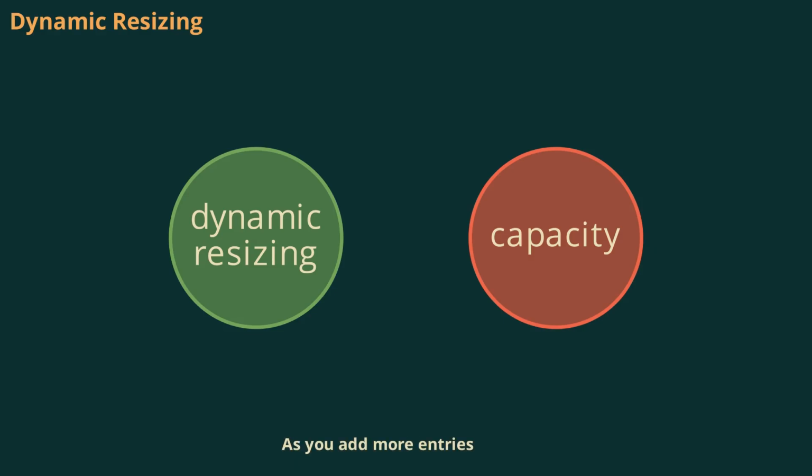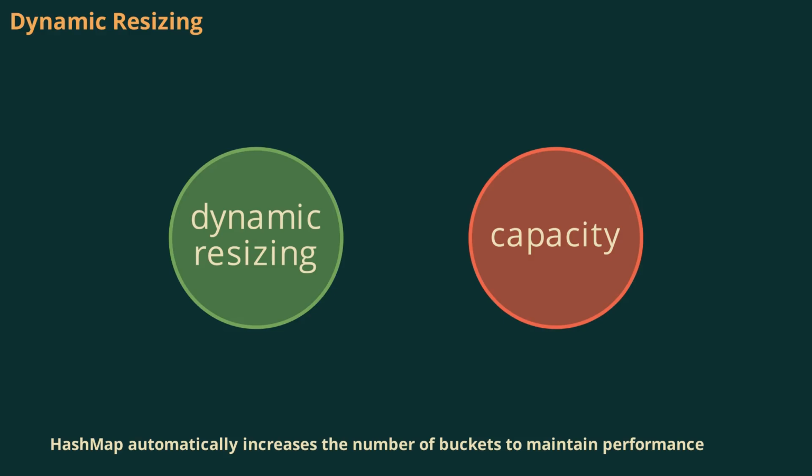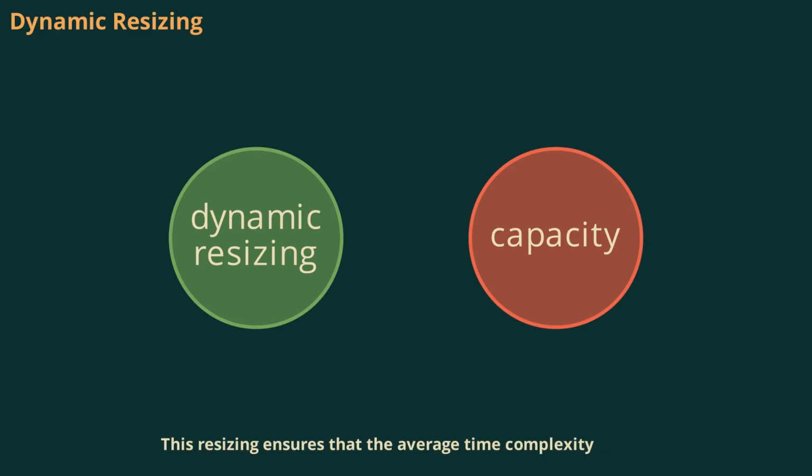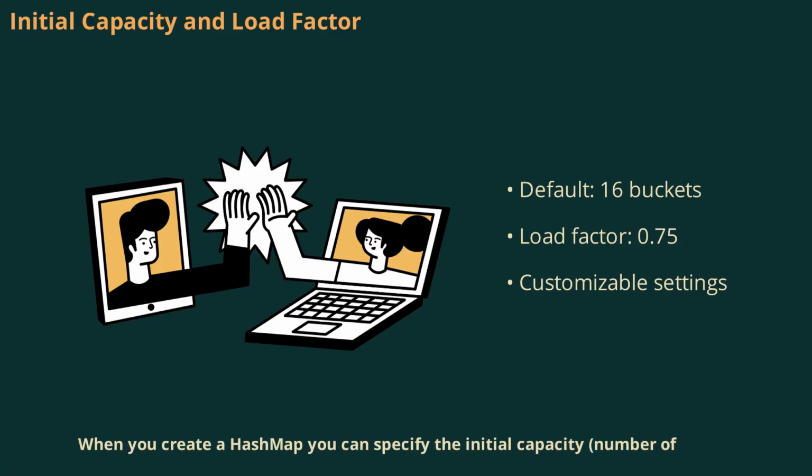One of the great features of HashMap is dynamic resizing. As you add more entries, HashMap automatically increases the number of buckets to maintain performance. This resizing ensures that the average time complexity for put and get operations remains close to O(1), even as the map grows. When you create a hash map, you can specify the initial capacity, the number of buckets, and the load factor, the threshold for resizing.